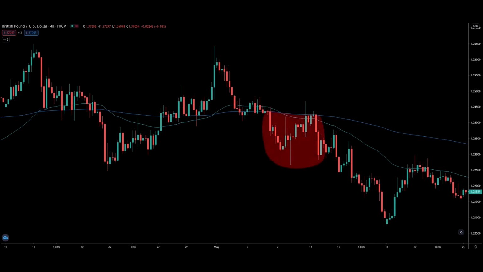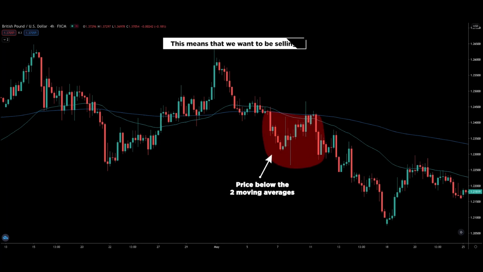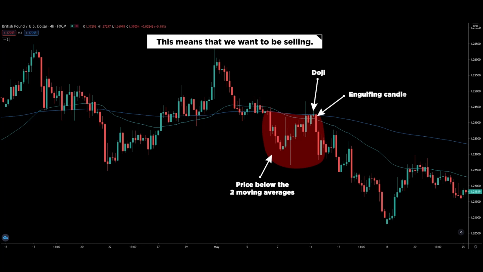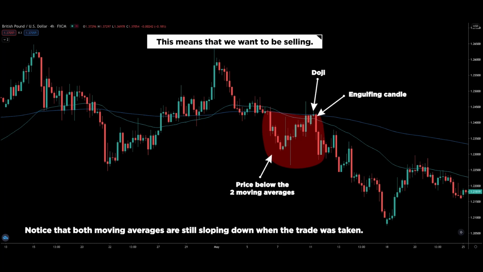Here we see that price is below the 50-period and 200-period exponential moving average. This means that we want to be selling. When price pulls back to the 50-period exponential moving average with a doji and engulfing bar, we can go ahead to take the trade. Notice that both moving averages are still sloping down when the trade was taken. This is the ideal setup.